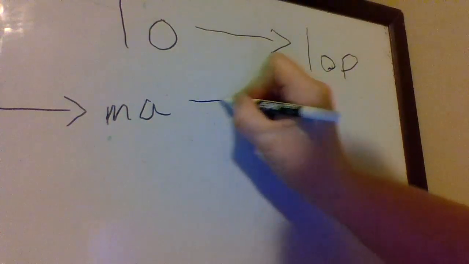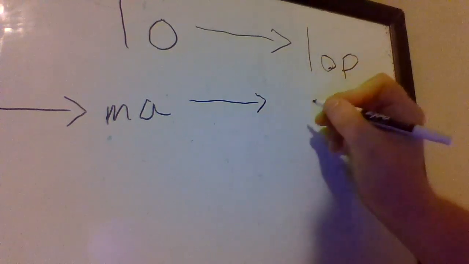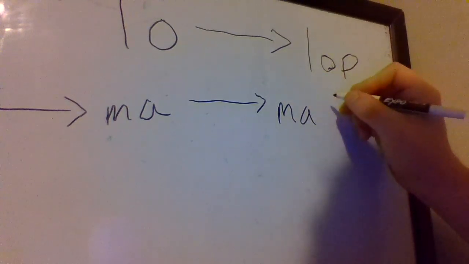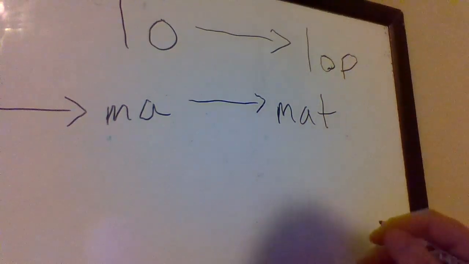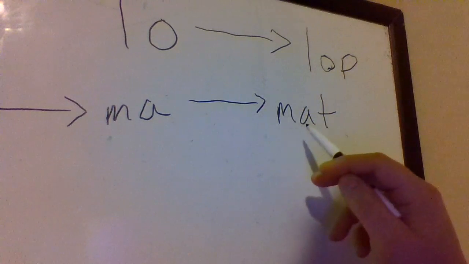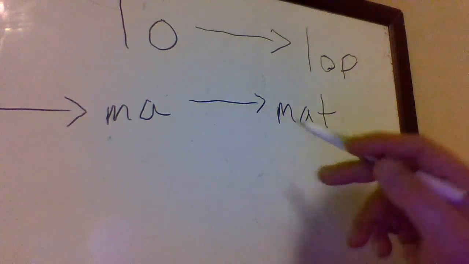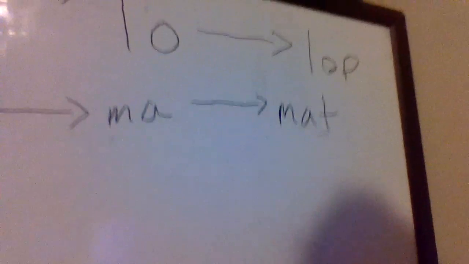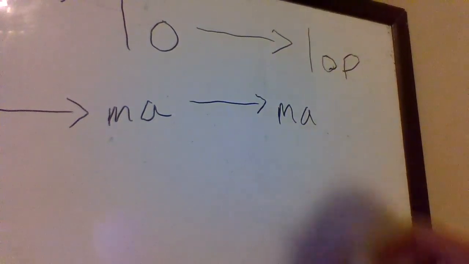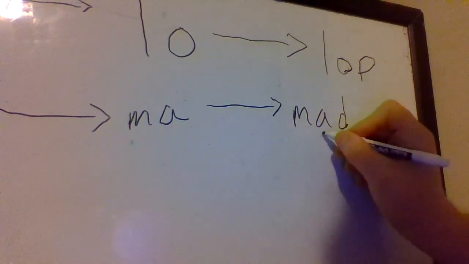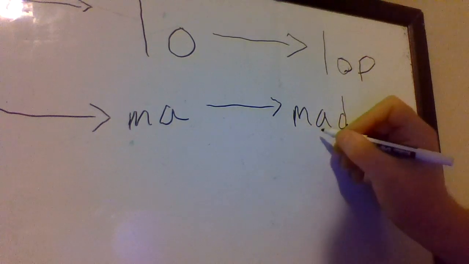Alright. So now we're going to add a third letter and make a word. M-A. T makes the t sound, so m-a-t, mat. Good job, guys. So now we're gonna add a D, and the D makes a duh sound. So we got muh, ah, duh. Mad.